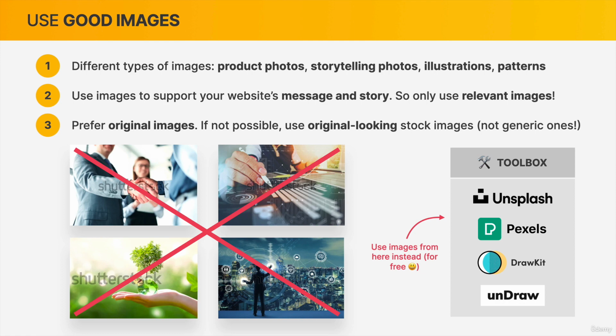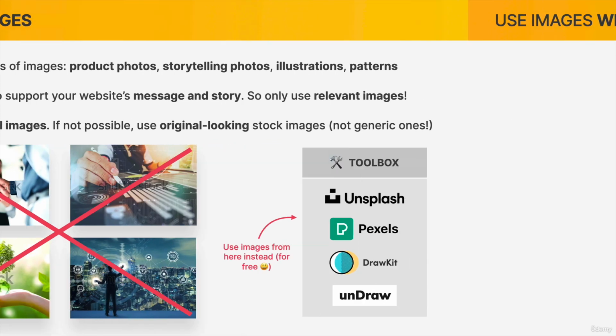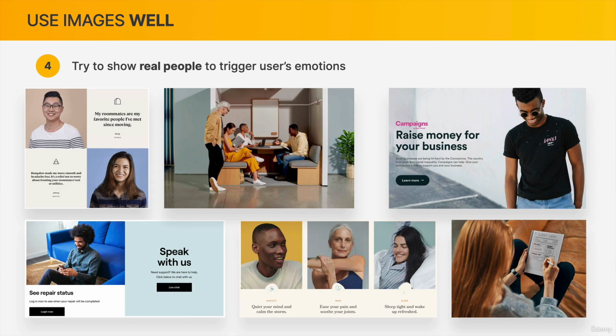Now let's learn how you can actually use images well. And one of the most important things of using images well is to show real people in your images in order to trigger users' emotions. So images like these, which again show real people and not some fake overproduced models. People want to connect with real people these days, and so you can use that for your advantage on your website.